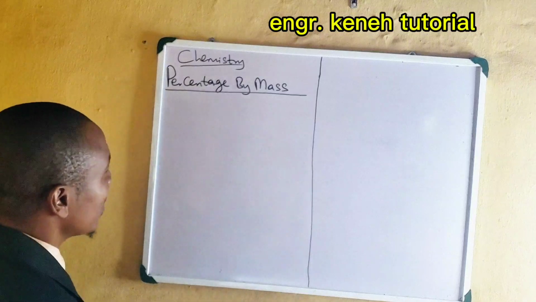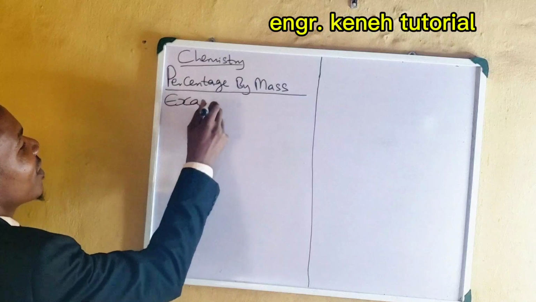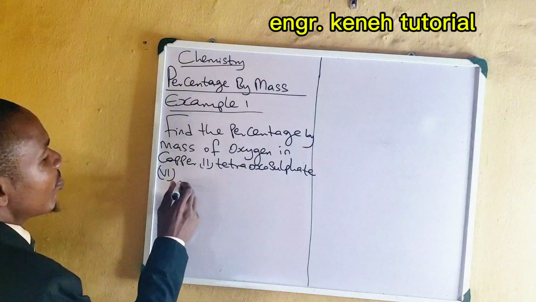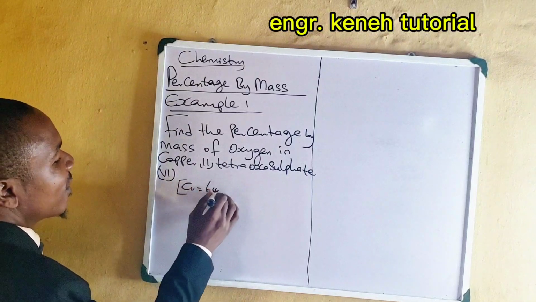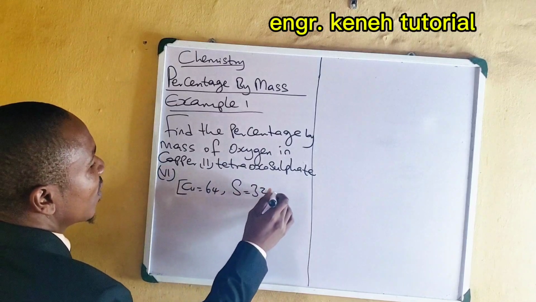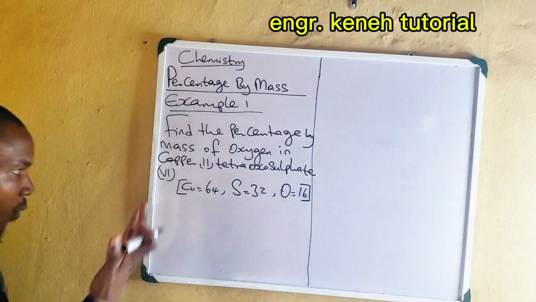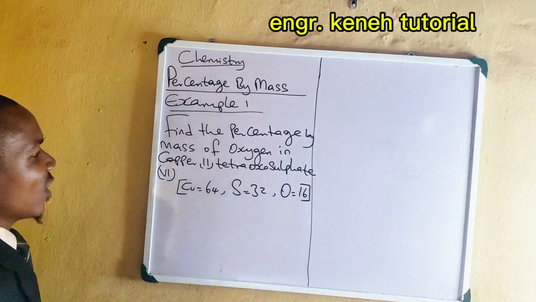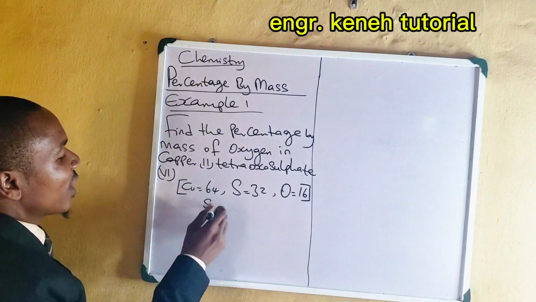For example, assuming we have something like this, example 1. We know that the atomic mass of copper is 64, atomic mass of sulfur is 32, while atomic mass of oxygen is 16. If we are given a problem like this, find the percentage by mass of oxygen in copper(II) tetraoxosulfate(VI), how do we solve this? We have a solution like this.